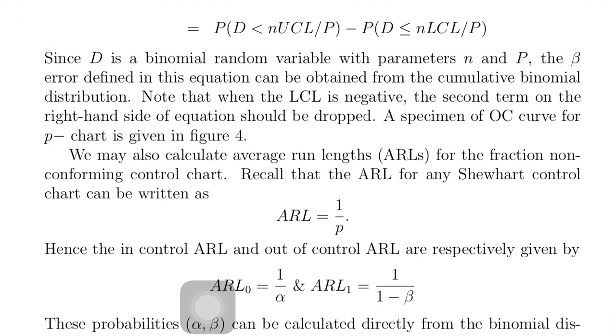And another thing is called ARL, average run length. It is also another performance measure of a control chart, a P chart. What is ARL? We have already defined ARL as the average run length. What is average run length? It is the number of points to be plotted before a point goes out of control.